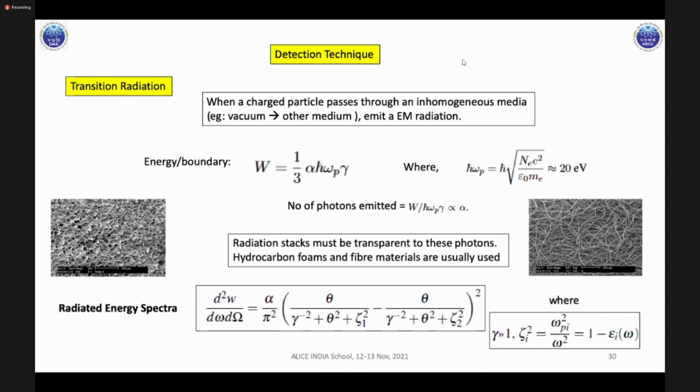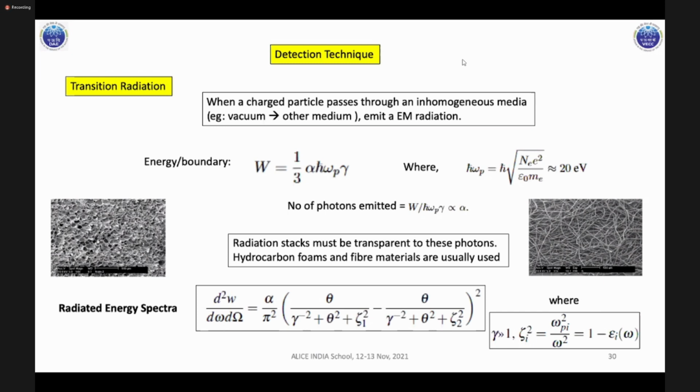Usually, for this boundary, people use different kinds of transparent media, which should be transparent to the emitted photon. Otherwise, what will happen? At the boundary, when the radiation is coming out, if the medium itself absorbs this radiation, things will be lost. So we have to choose such a material at the boundary of which radiation will come out, but the medium will not absorb this radiation. So this choice of radiator is very important.